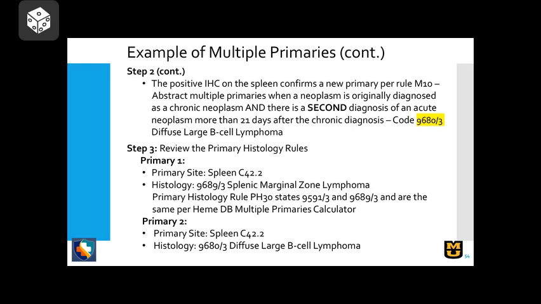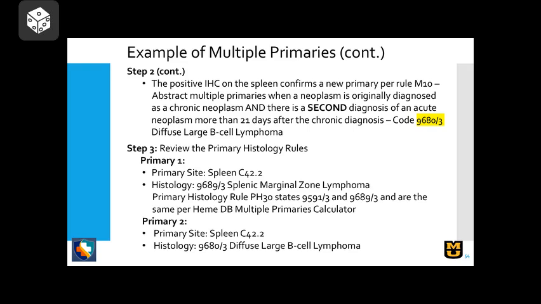Step 3, review the primary histology rules. This patient has two different neoplasms in the spleen. Primary 1, the primary site is spleen, C42.2. Histology is 9689/3, splenic marginal zone lymphoma. The primary histology rule, PH30, states 9591/3 and 9689/3 are the same per the heme database multiple primaries calculator.